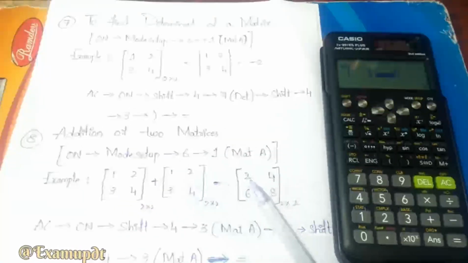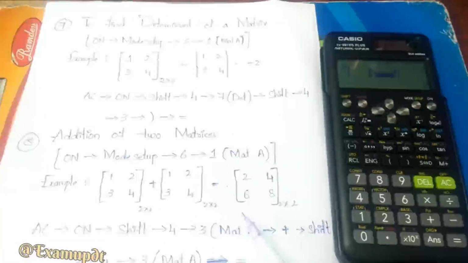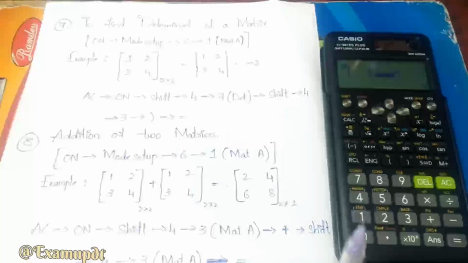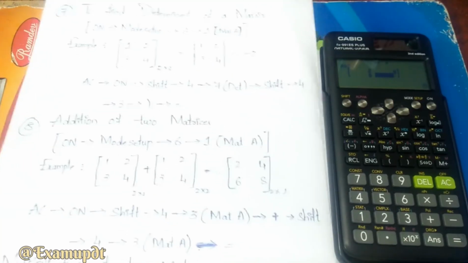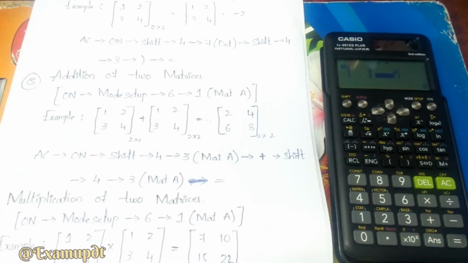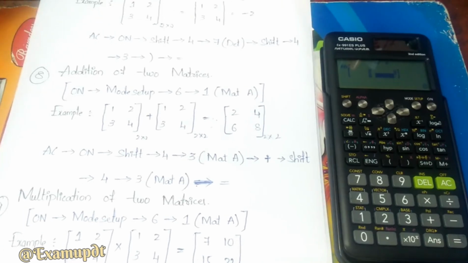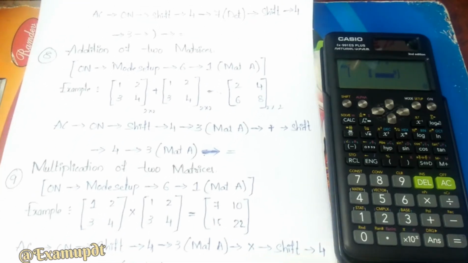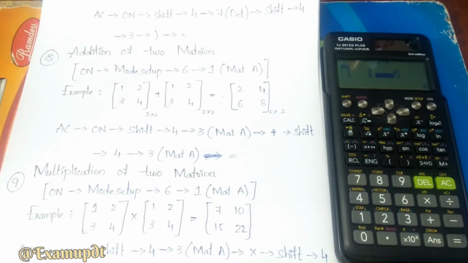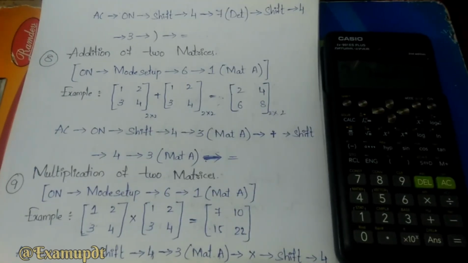You can also take different matrices and different values, and not only this 2 by 2 order, you can also take different orders. So these are the operations we perform. In the place of addition, if you want to use subtraction, then simply you have to put minus in the place of plus. Now the multiplication of two matrices, we have the same steps.